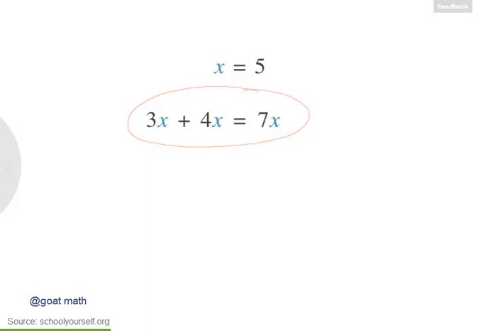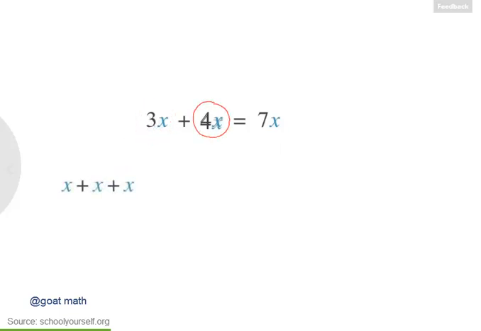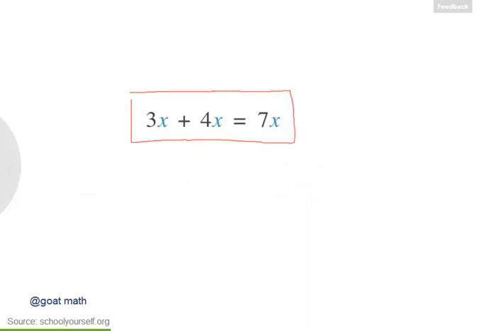And not only is this true when x equals 5, for any value of x, 3x plus 4x always equals 7x. Let's see if we can figure out why. Well, 3x is the same as x plus x plus x, and 4x is the same as x plus x plus x plus x. Adding them together, we have a total of 7 x's here. So this equals 7 times x. No matter what x equals, 3x plus 4x equals 7x.